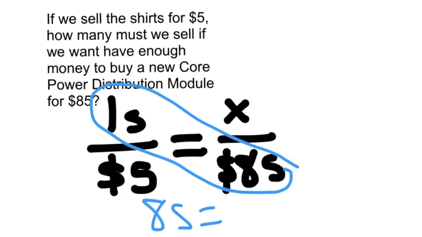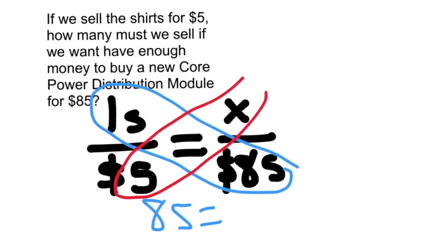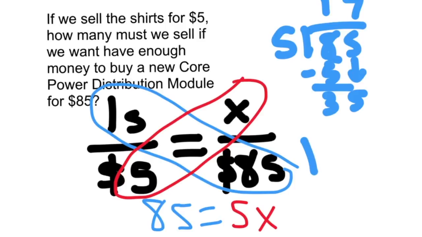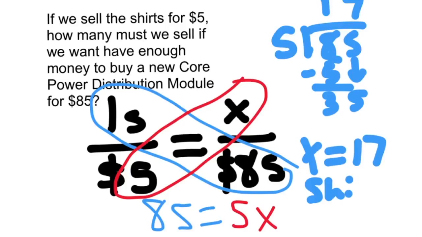I'm going to set that equal to the product of the other diagonal. 5 times X is just 5X. So now I have the equation 85 equals 5X. It's a simple one-step equation. I'm going to divide both sides by 5 so that X ends up being 17 shirts. So we'd have to sell 17 shirts to make $85 to pay for the Core Power distribution module.